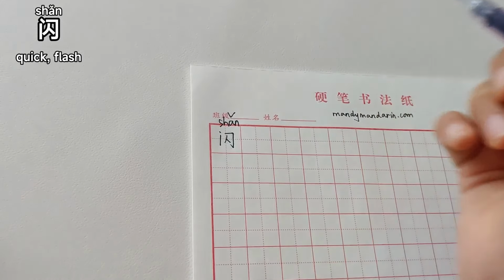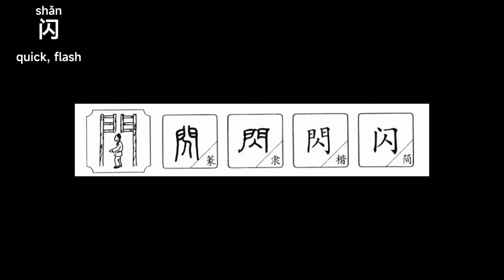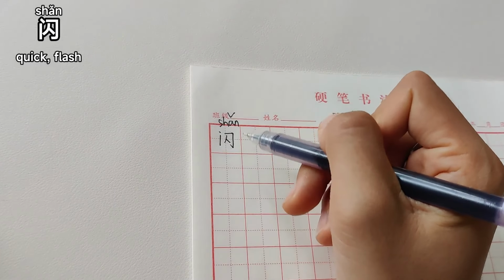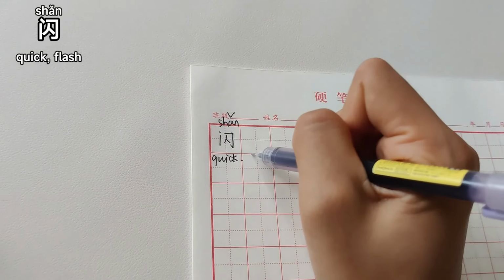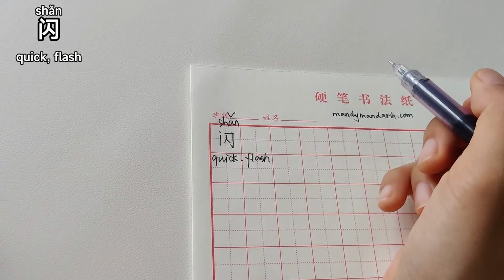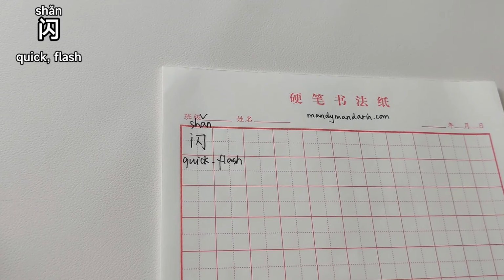This is 闪. Here is the evolution of this character, 闪. And the original form of it means people peek at the door. People are curious about what's inside the door and they lean on the door and peek. So if you're going to peek at someone at the door, you have to be sneaky and quick. So for the 闪, it could mean quick and flash.